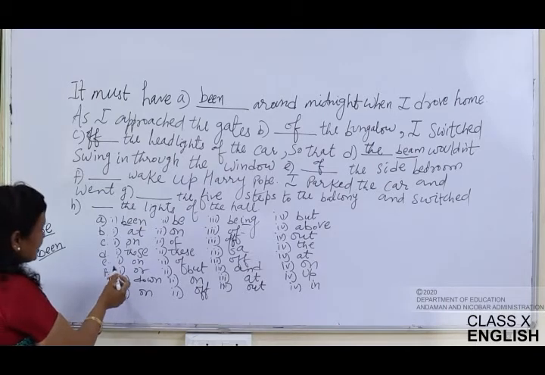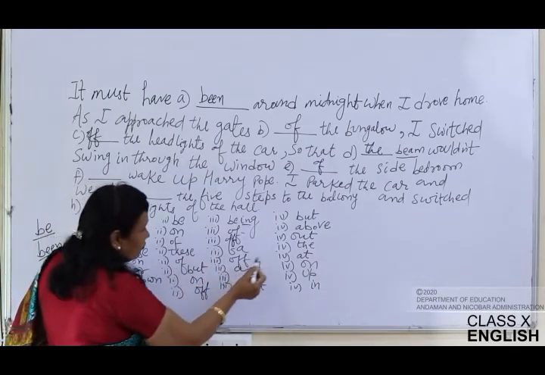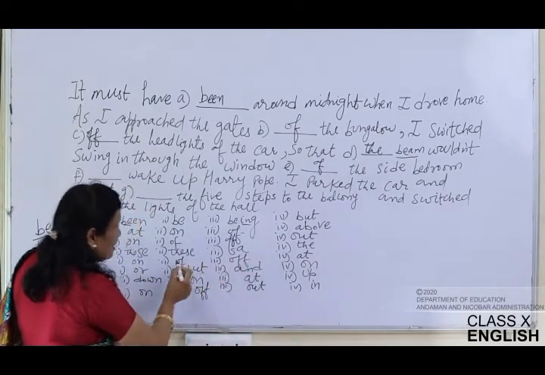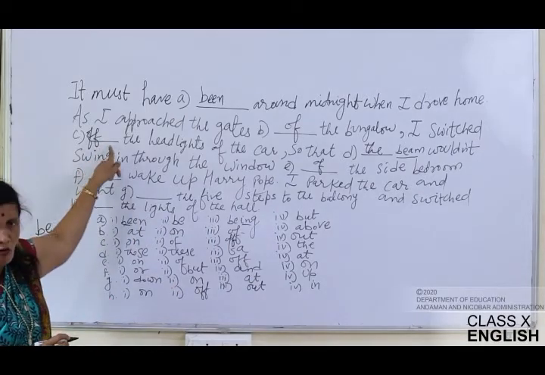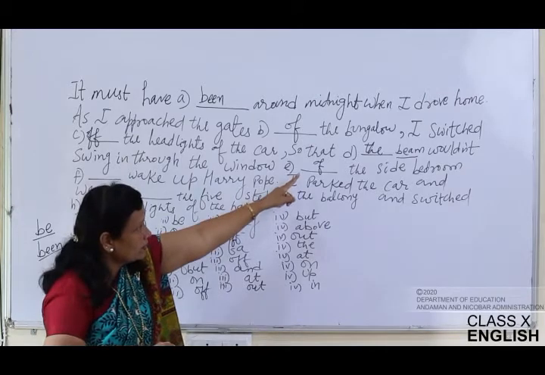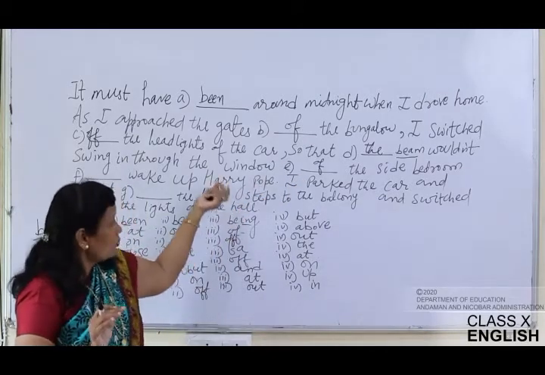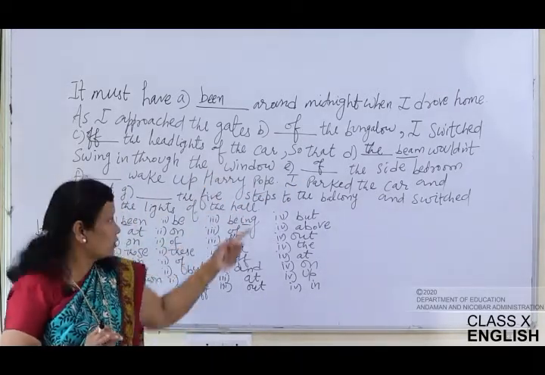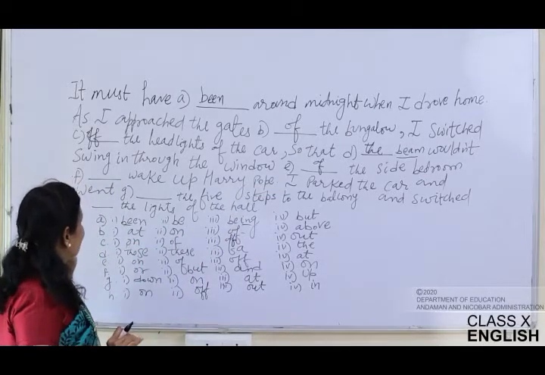So, look at the options here: on, off, at. So, here it will be off. Here it was switched off, okay, and here it is the window of the side bedroom. So, it will be "of" the side bedroom.